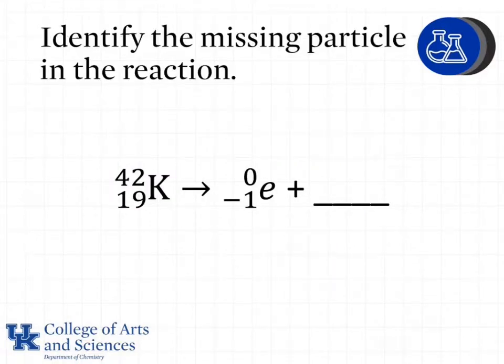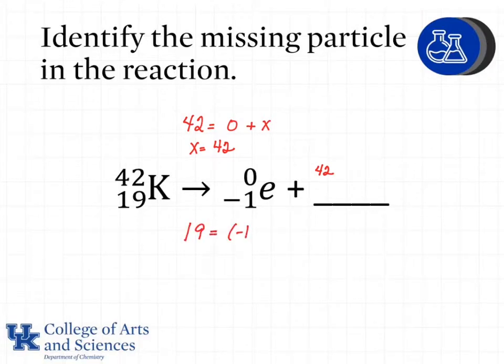Let's see how to identify the missing particle in this reaction. On the left side we have 42, and on the right we have 0 plus our unknown particle. So we can write this as 42 equals 0 plus x. Solving for x, we get 42. So we know this will be the mass number in our missing particle.